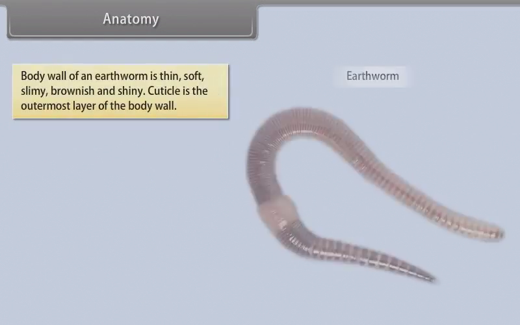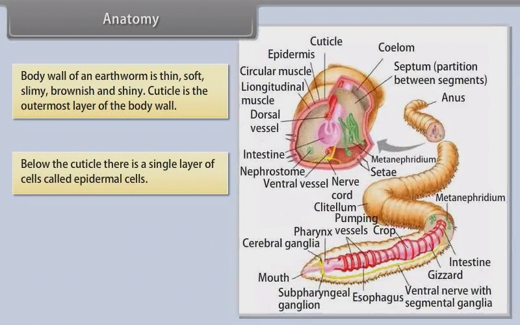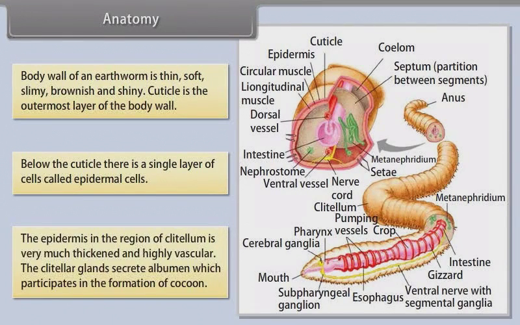Anatomy. The body wall of an earthworm is thin, soft, slimy, brownish and shiny. Cuticle is the uppermost layer of the body wall. Below the cuticle, there is a single layer of cells called epidermal cells. The epidermis in the region of clitellum is very much thickened and highly vascular. The clitellar glands secrete albumin, which participates in the formation of cocoon.